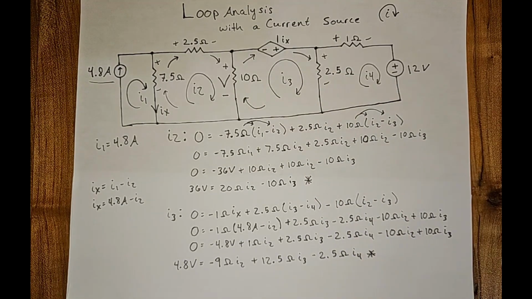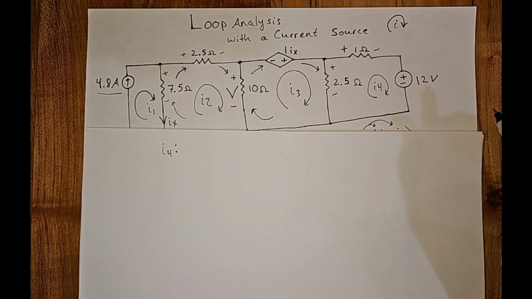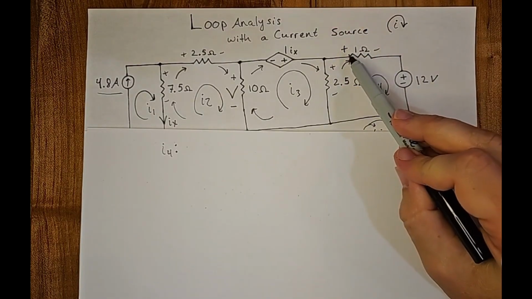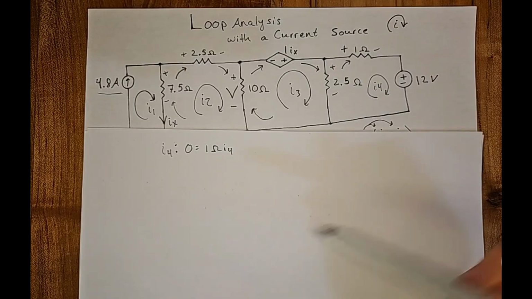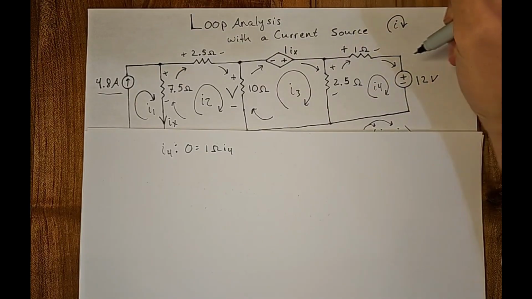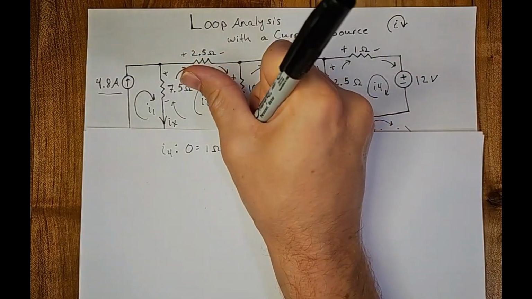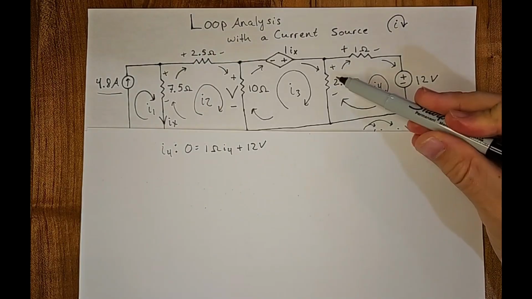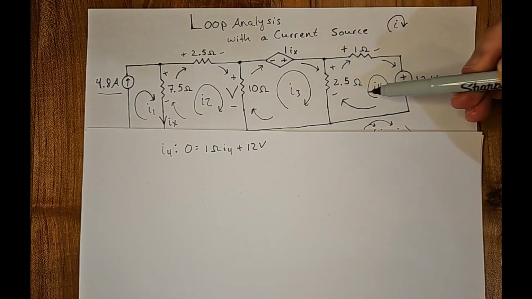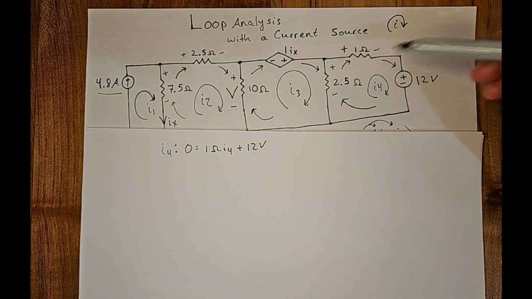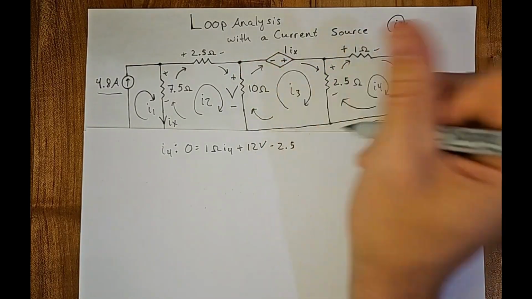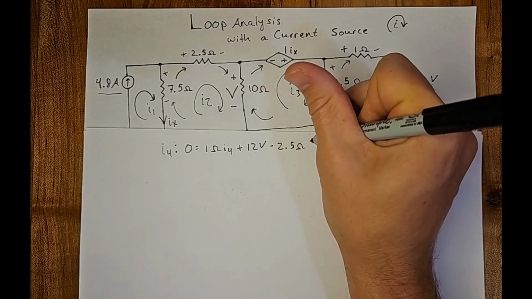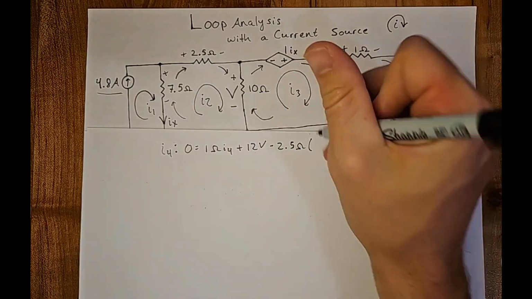Then we got one mesh to go. Now let's solve for loop I4. So first, let's go this way. Let's set the positive end of that 1 ohm resistor. So 0 will equal 1 ohm I4. Then we'll go this way, plus 12 volts. Then around this way, that negative sign of the 2.5 ohm resistor. Remember, we had I3 minus I4, so we'll do negative 2.5 ohms times I3 minus I4.